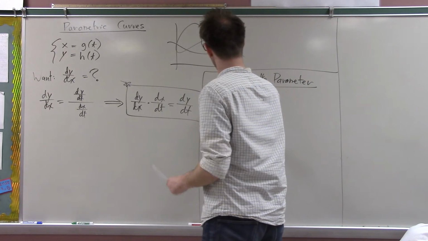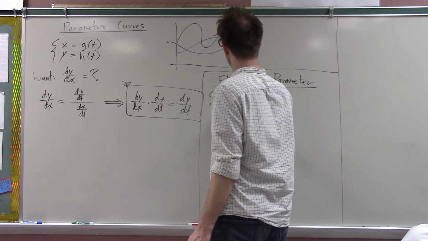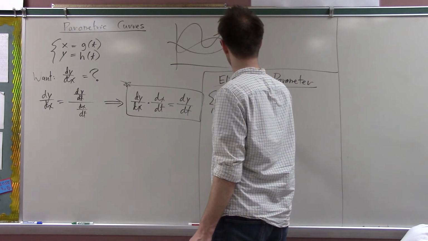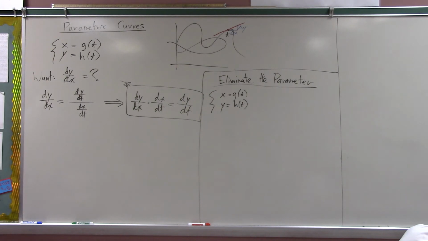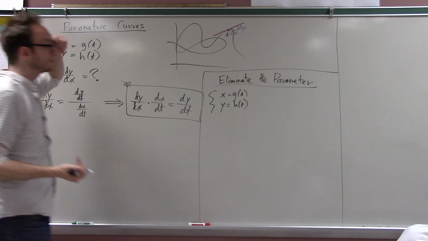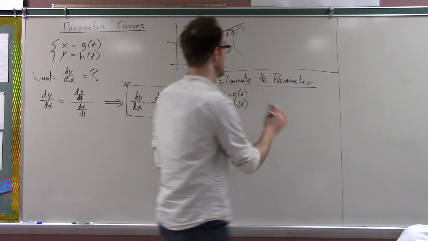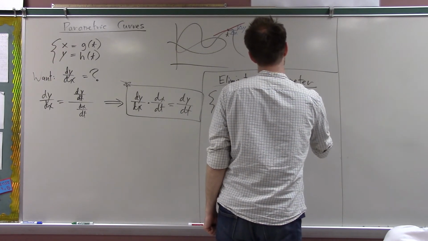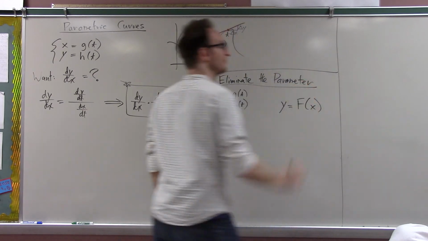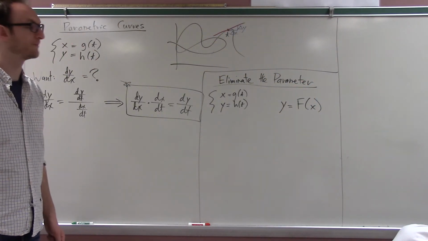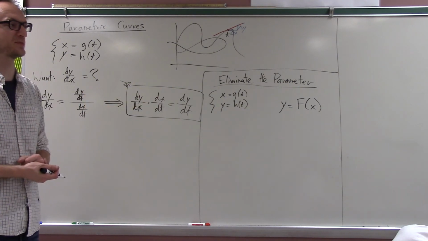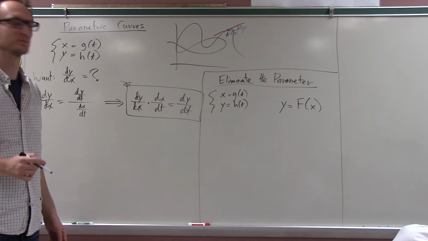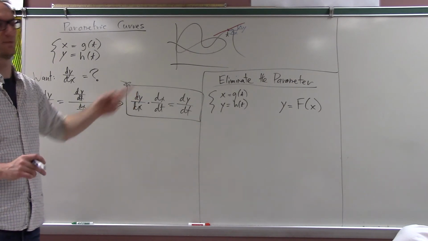We have x is g of t, y is h of t. Let's try, if possible, and it's not always possible, to express y as a function of x. Let's suppose that we have succeeded in expressing y as some function of x. Now we can differentiate both sides with respect to t. Everyone do that right now.